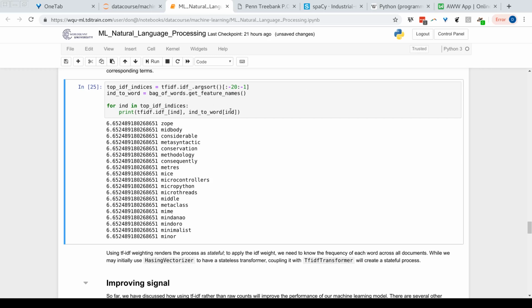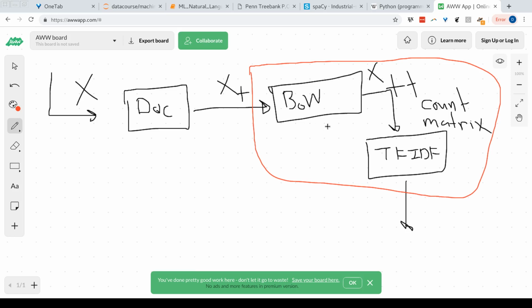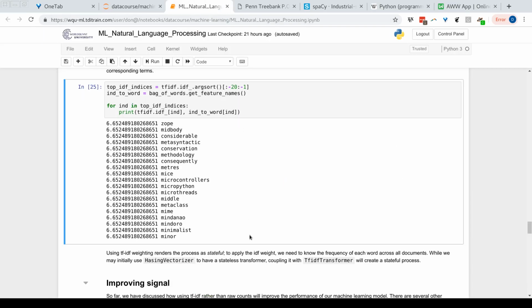One last thing I want to talk about with TF-IDF: generating these IDF weights is going to render our process stateful. If in our workflow we had used a hashing vectorizer for the bag of words model, and combined it with the TF-IDF transformer, now we have a stateful process. Because in order to calculate the IDF weights, I need to know the document frequencies for all the words. So I need to keep track of all those interactions. So I lost that stateless property.